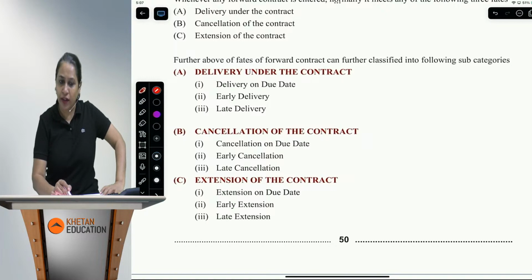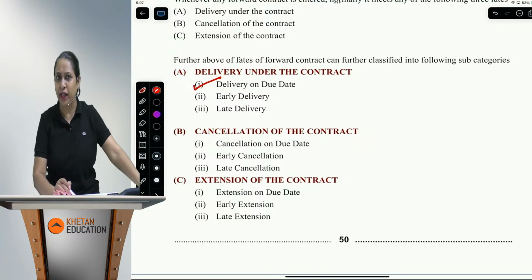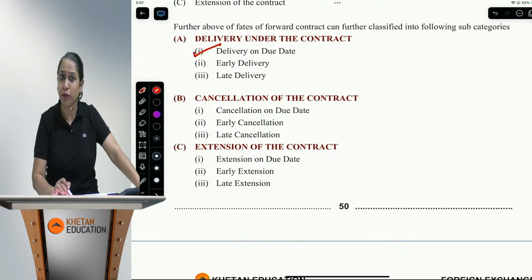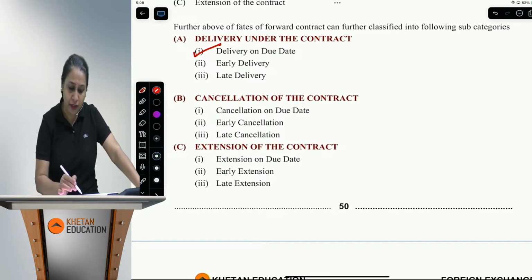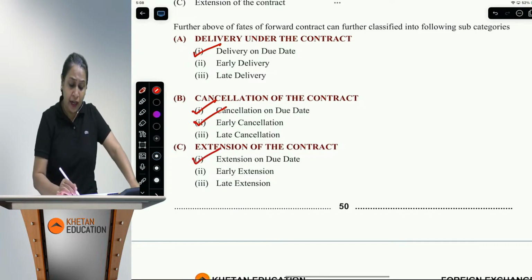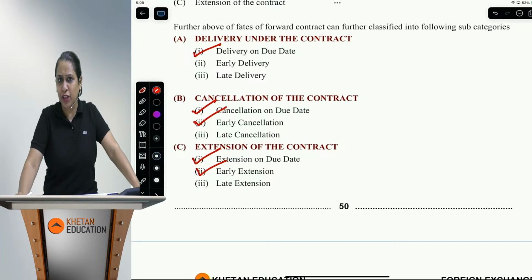Delivery under the contract: delivery on due date is very, very easy. Nothing you have to do. Then early delivery and late delivery are both complicated and we really need to know them. Then cancellation of the contract: if you cancel before the maturity or on the day of maturity, it is completely fine, but late cancellation is a problem. Now, when I talk about extension of the contract, extension on due date and early extension are easy, but late extension will have some implications which are very unique.